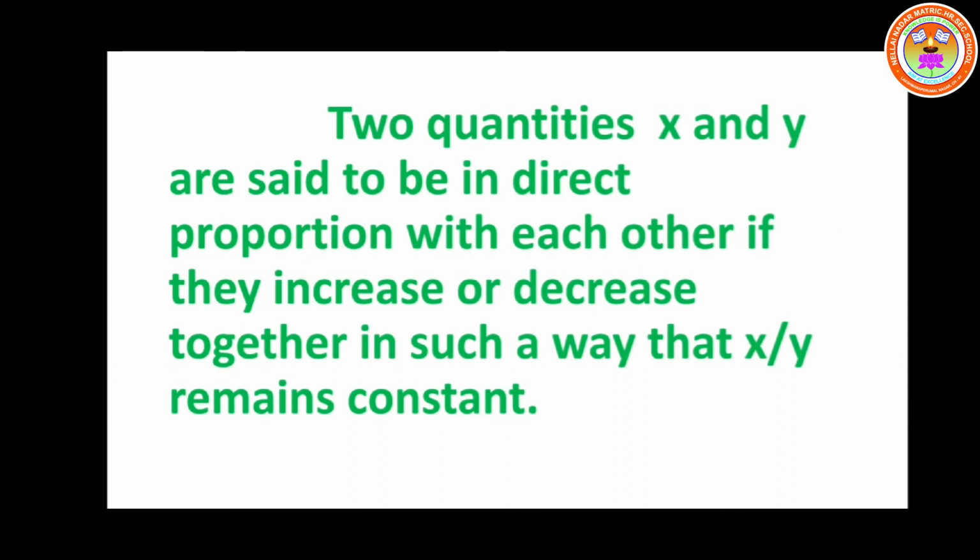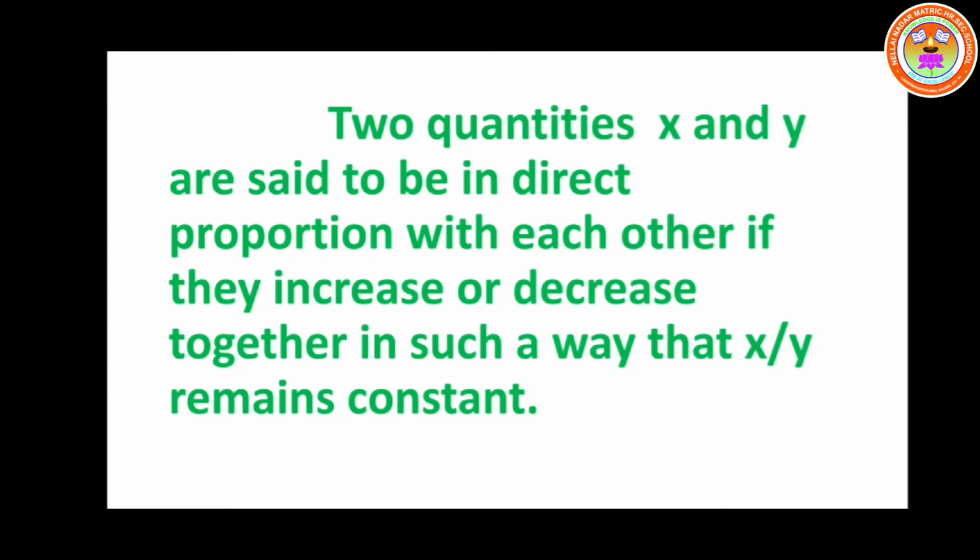What is a direct proportion? Two quantities x and y are said to be in direct proportion with each other if they increase or decrease together in such a way that x divided by y remains constant. What is the meaning of that, children? For example, two quantities x and y are given. How can we say it is direct? If x increases, y also increases.